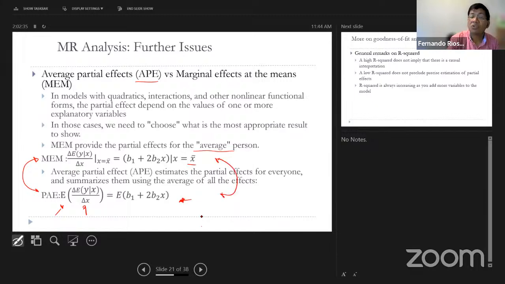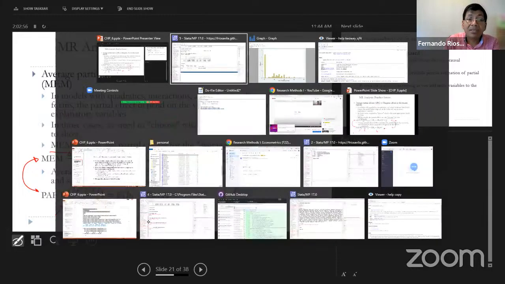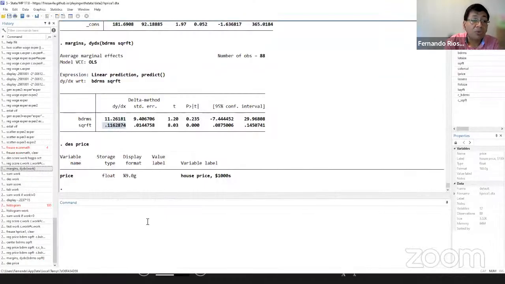Which one would you prefer? It really depends on what you think is the most representative point for your sample. If you believe that talking about the average person is better, you can stick to estimating the PEM, the partial effects at the means. If you believe that averaging the effects for everyone is better, you can stick to estimating the APE, or the average partial effects. In Stata, when we did margins, it was already estimating the average marginal effects or average partial effects, the APE.